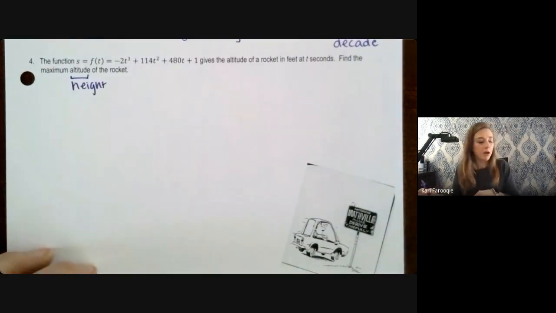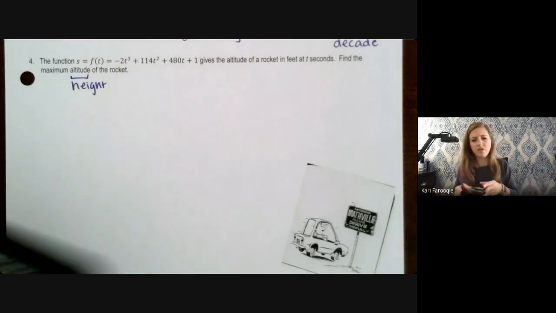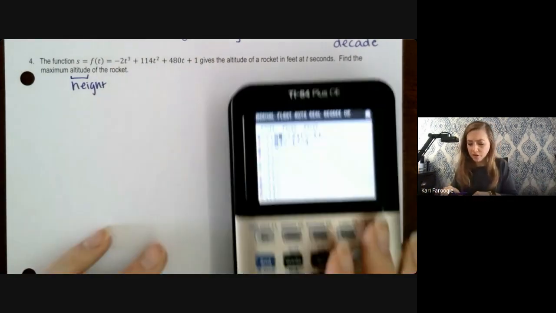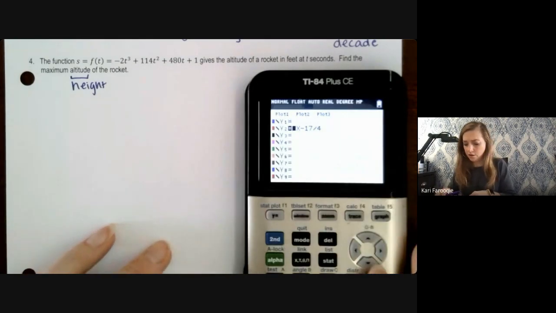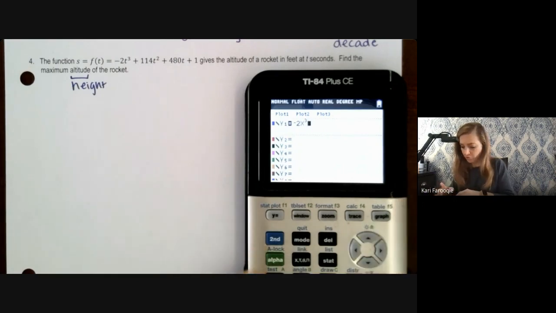Okay. So if you were to graph this function, by the way, let's graph it just to see what happens. This is going to give the height of the rocket at a given point in time. So the function is negative 2t cubed plus 114t squared. We're using x here, of course, because that's what our calculator likes, plus 480t plus 1.